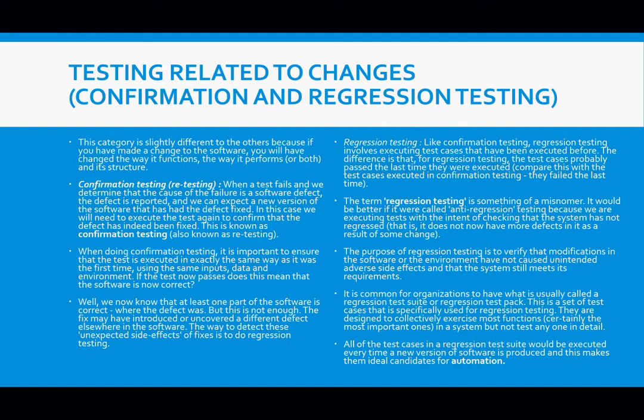Then you do a confirmation test. You need to retest that particular bug that you found. You have to use the same data and the same steps that you used before that discovered the bug. I'll say that again: when you are retesting, you have to use the same test case, the same test data, the same steps, the same input, and also the same environment that you used before, because you want to ascertain that the bug has been fixed. If it passes, brilliant, that's good.